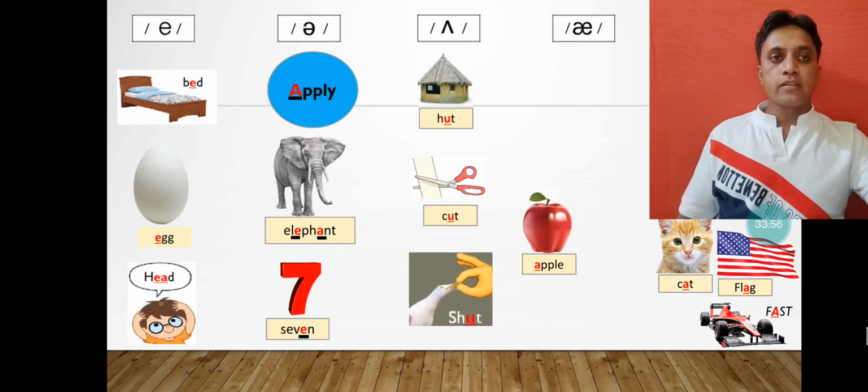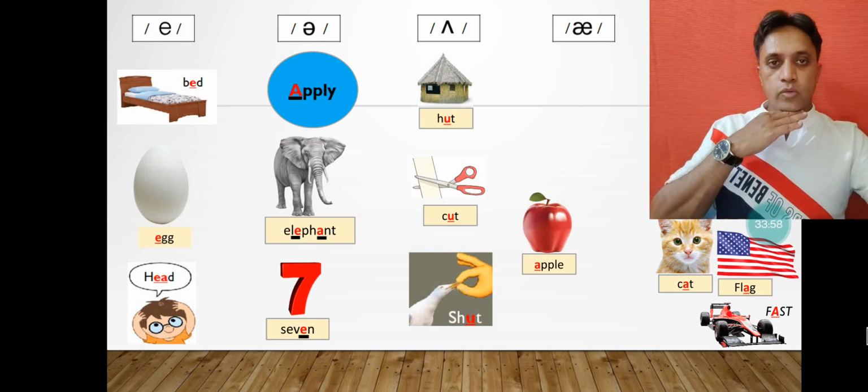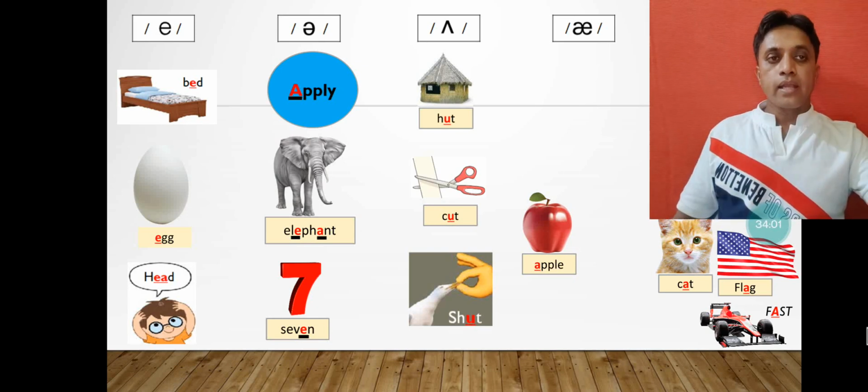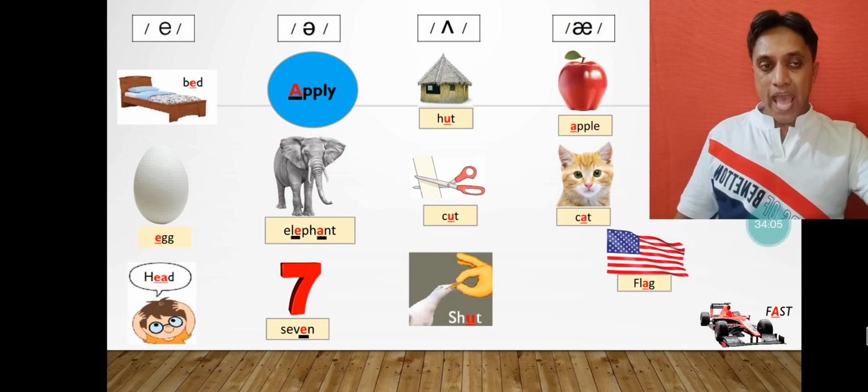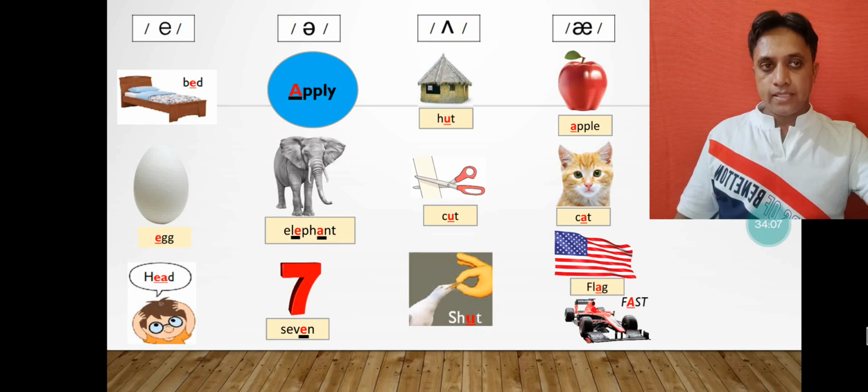And then finally on this slide, the last one is the a sound. The lower jaw drops down, like apple, cat, flag, and also fast.